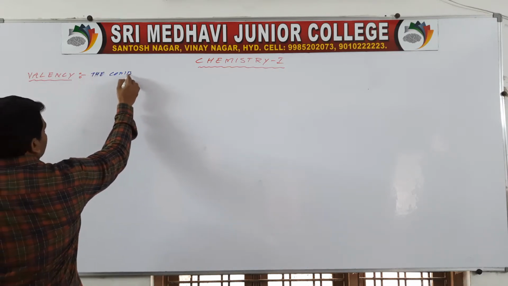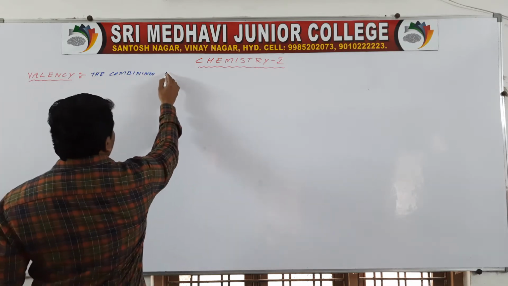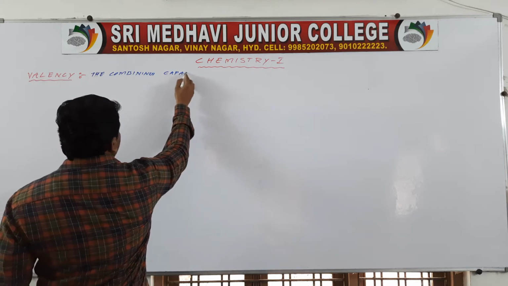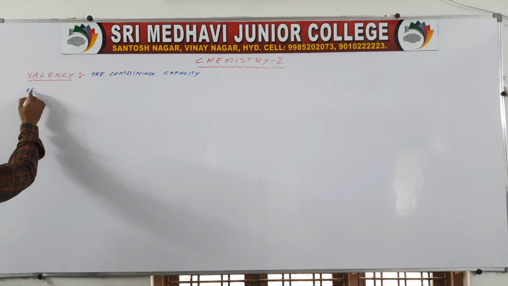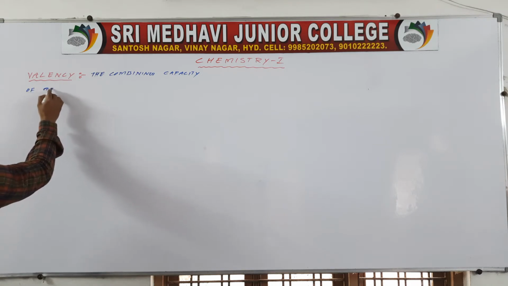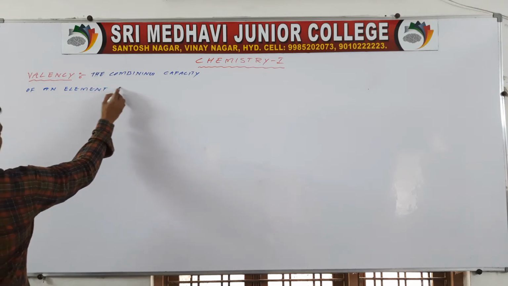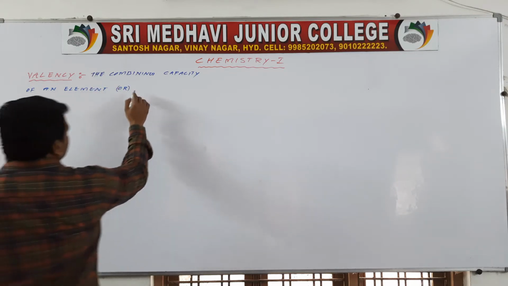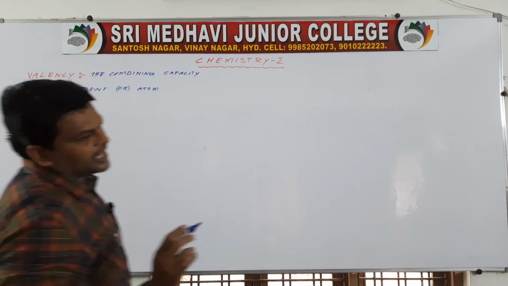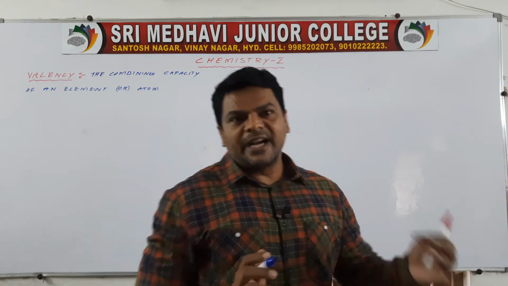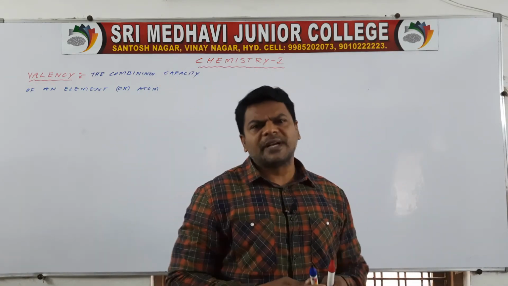The combining capacity of an element or atom is called its valency. How many bonds it can form is nothing but its valency.